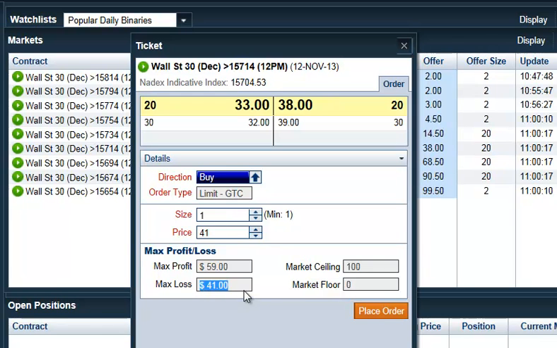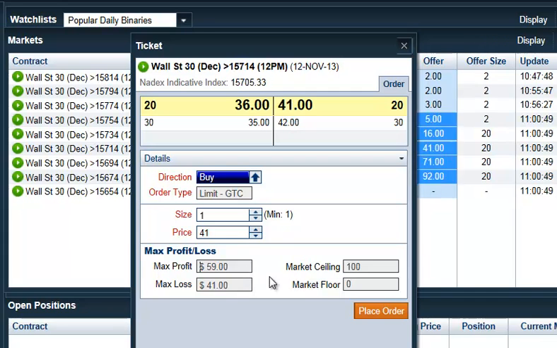With binary options, everything expires at either 100 if you win or 0 if you lose. So in this case, they're taking $41 out of my account. If I win the trade, I would win $59. So these two numbers are always going to add up to 100. My profit in this particular case would be roughly a 150% return on investment. I paid $41 for it. My profit would be 59.